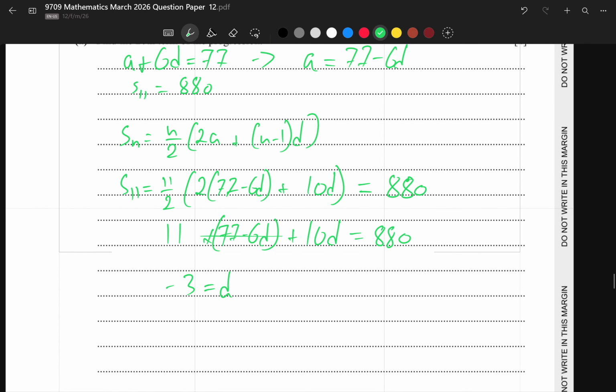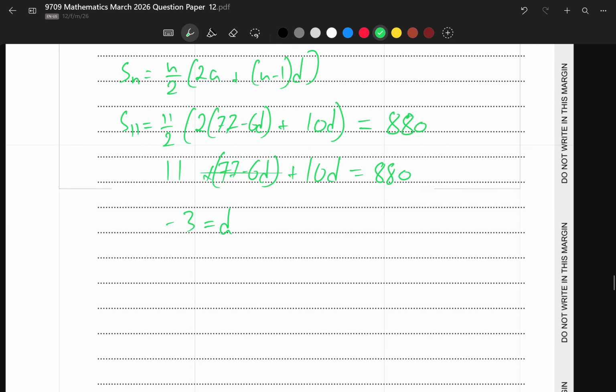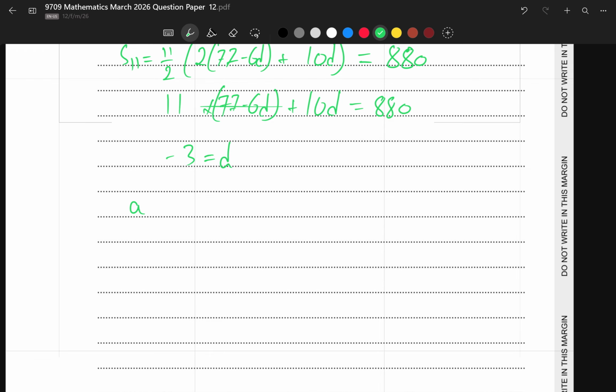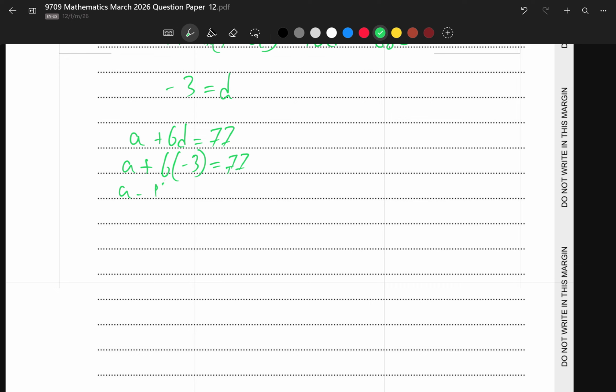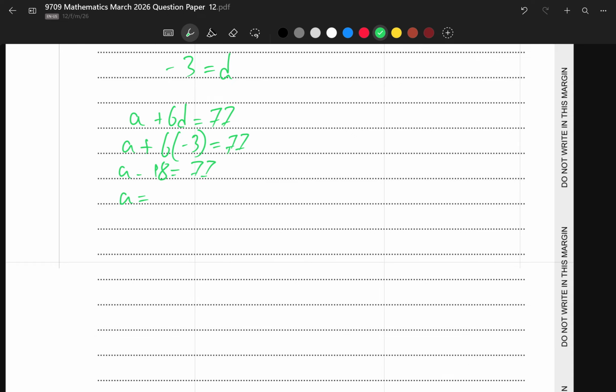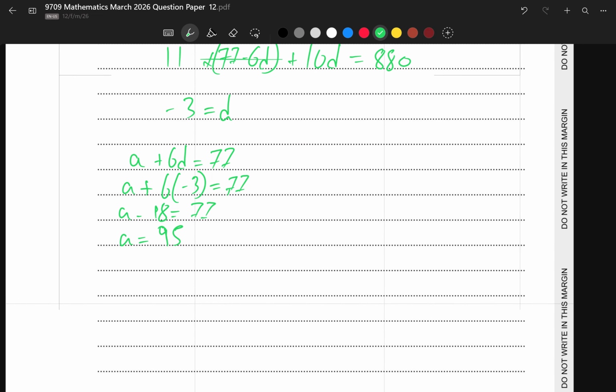So a plus 6d is 77, and d is negative 3. So a plus 6 times negative 3 is 77. A minus 18 equals 77. A is equal to 95. So we have got our a and d.